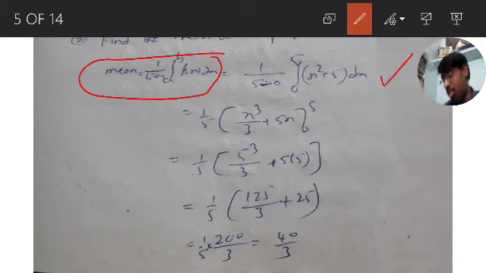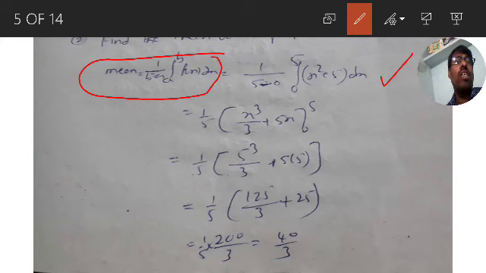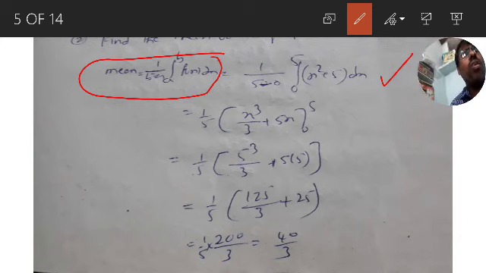Are you able to do it? I have given time for you. If you are able to do it, fine and good. Otherwise, follow me. 1 by 5 minus 0, integration 0 to 5 of x square plus 5 dx. Integration of x power n is x power n plus 1 by n plus 1, so x square integrates to x cube by 3, plus 5 constant outside dx integration x. So the integration is x cube by 3 plus 5x.